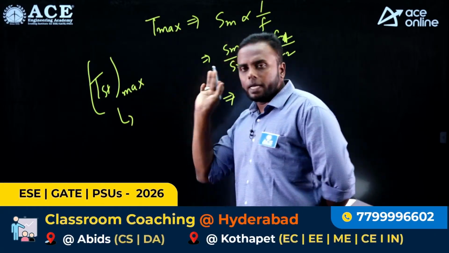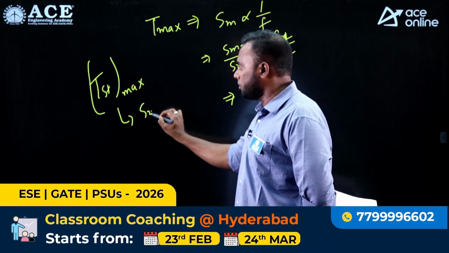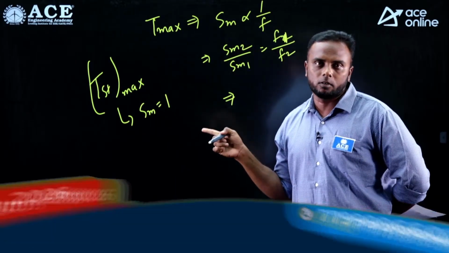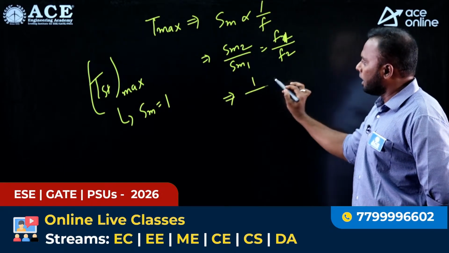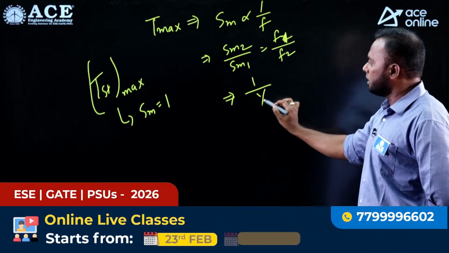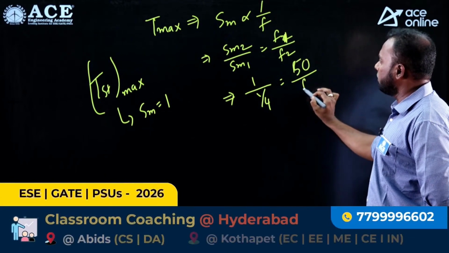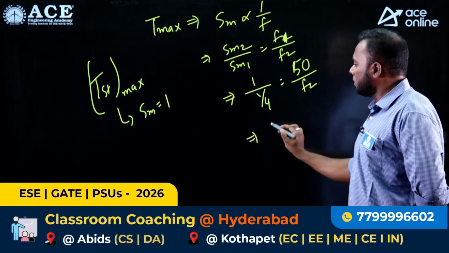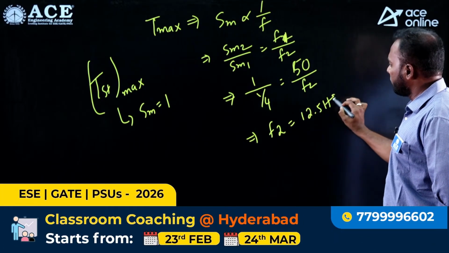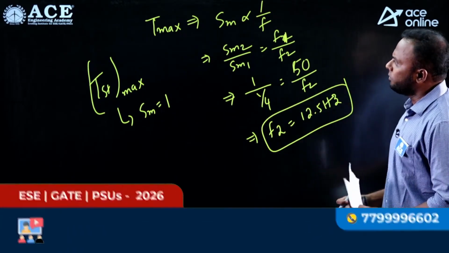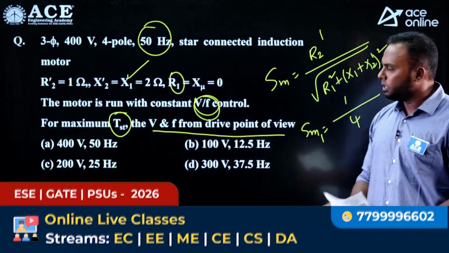What is the condition for maximum torque? The slip at maximum torque should be equal to 1. So this is the second case, Sm2 must be equal to 1. Already we got Sm1, which is 1 by 4, equal to F1 by F2, where F1 is already 50 Hertz but F2 we need to calculate. Simplifying this, you will get F2 equal to 12.5 Hertz. If you see the options also, with 12.5 Hertz we have only one option, so you need not find the voltage.